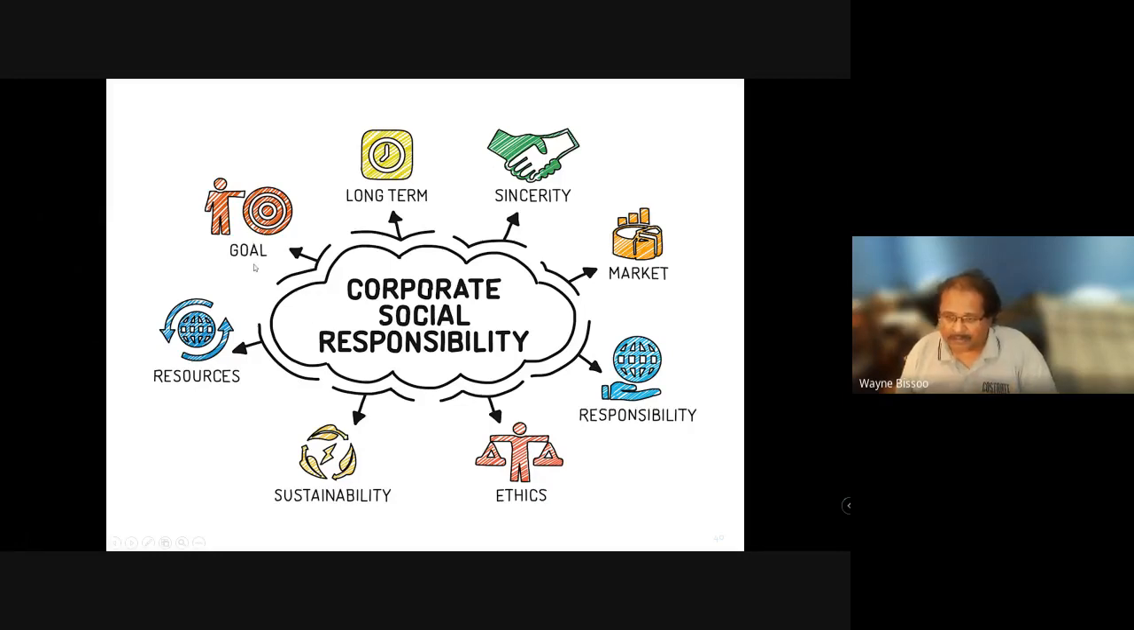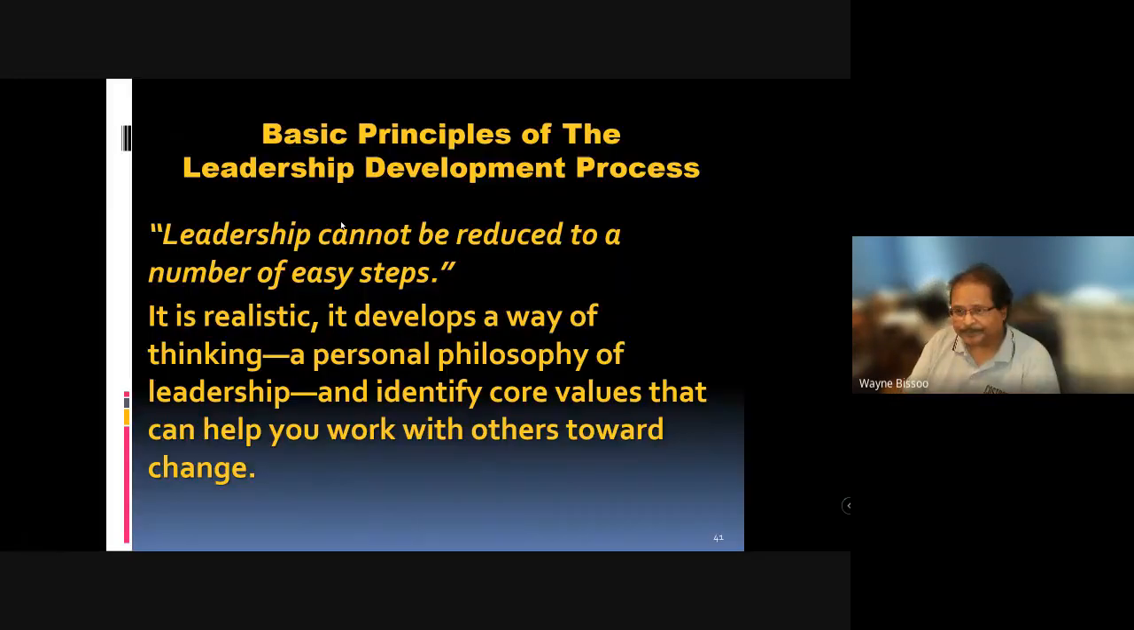That goals need to be socially responsible: the use of resources, their processes in terms of sustainability, their behavior in terms of ethics, in terms of their output and their throughput, as well as their inputs, being responsible to the overall environment, market, sincerity. This is just a model of what corporate responsibility should be looking at in terms of their behaviors.